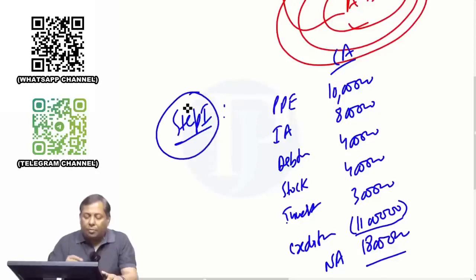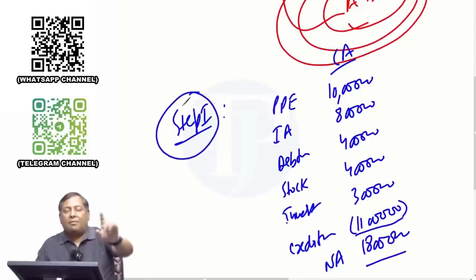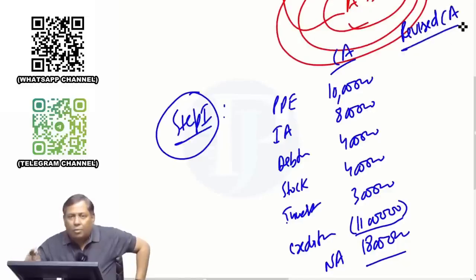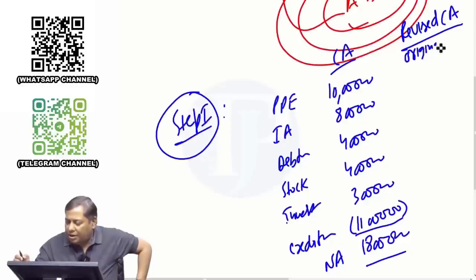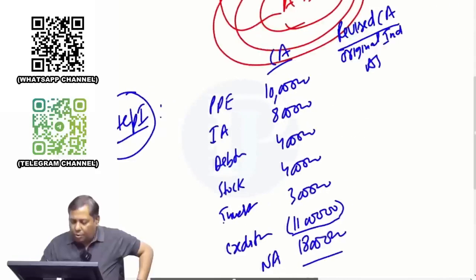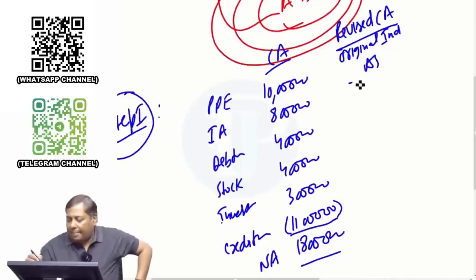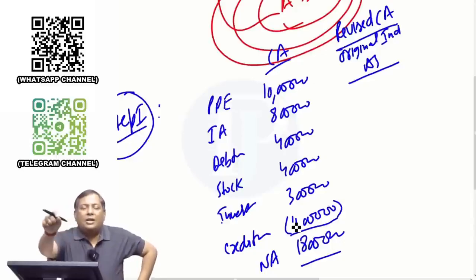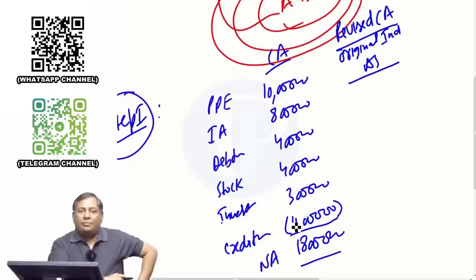Note down the first step. The first step says, don't jump into Ind AS 105 directly. First of all, calculate your revised carrying amount. Carrying amount under which standard? It is said that first you should check your original Ind AS. Take your original Ind AS, got it? How is it valued under that? For this, I will see the original Ind AS and calculate the impairment loss.